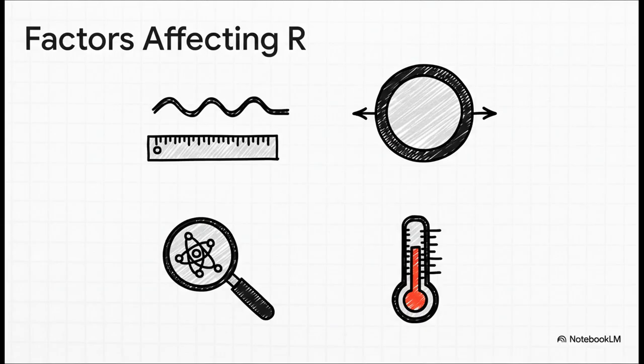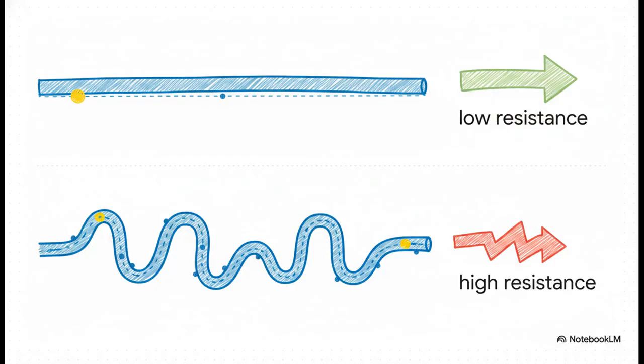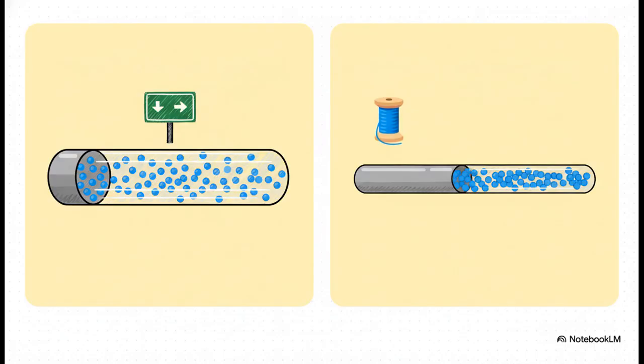Let's really dig into how its physical shape, length, and area makes a difference. First up, length. Think back to that crowded hallway. If the hallway is really long, you have a lot more chances to bump into people, right? It's the exact same for electrons. A longer wire means more material to navigate, more collisions, and therefore higher resistance. It's that simple. Next up, the area, or its thickness.